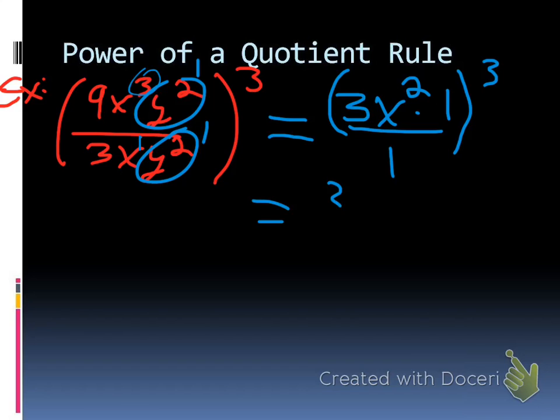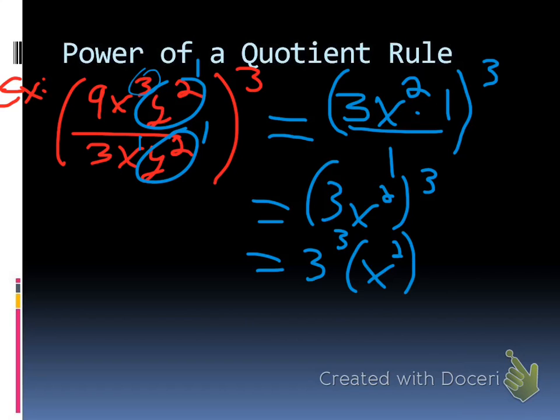Okay, well, let's rewrite that. 3x squared, that whole thing, cubed. That's going to be 3 cubed times x squared, quantity cubed, which is just 27 times x to the 6th.